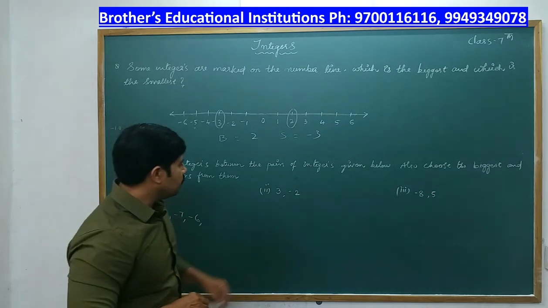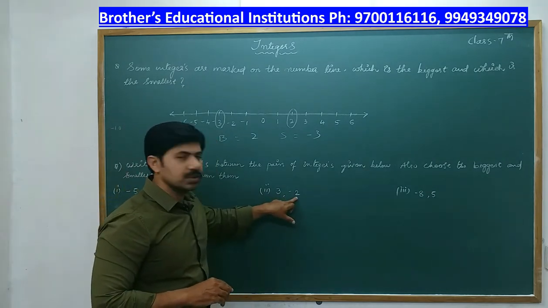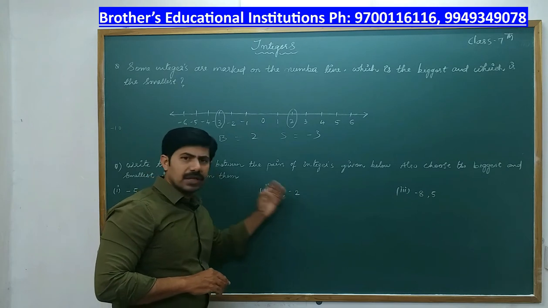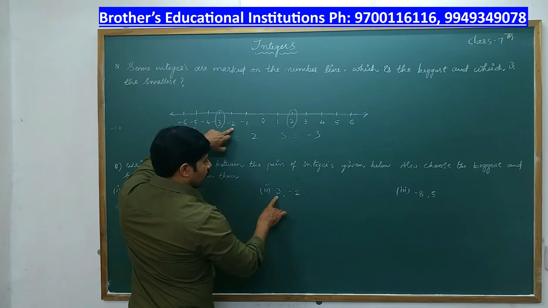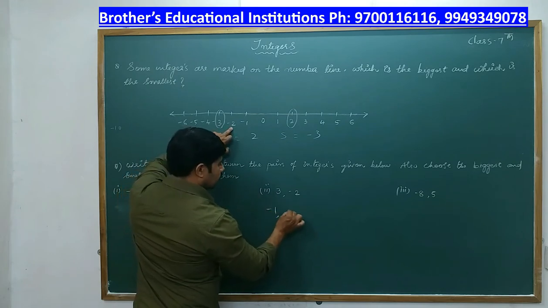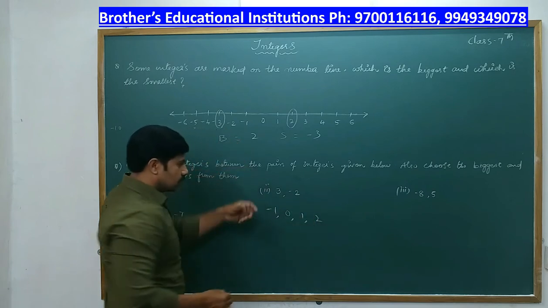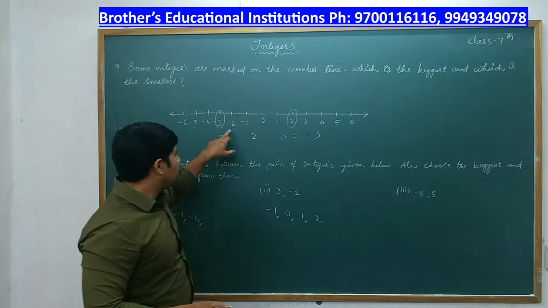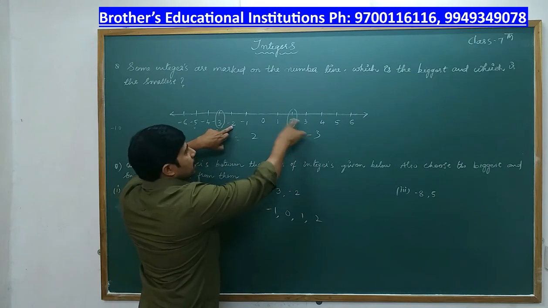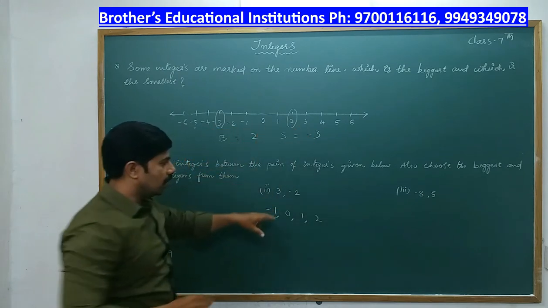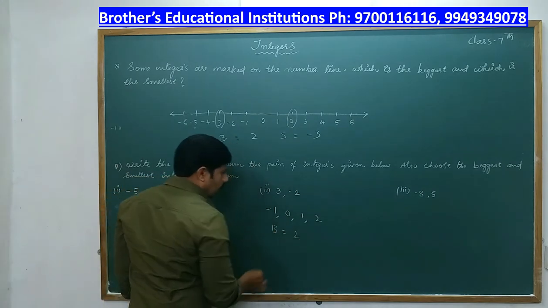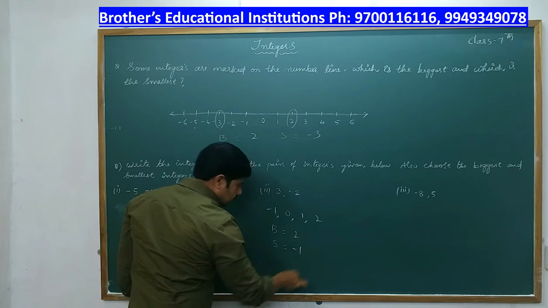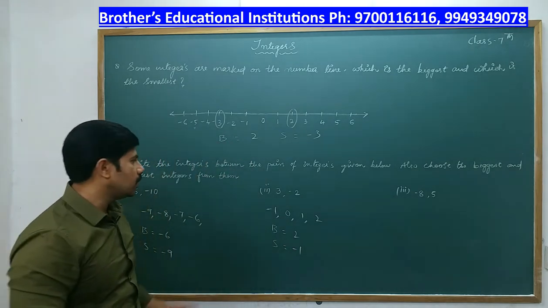Here we have 3, a positive number, and -2, a negative number. Always I'll start from the left side. See, -2 is on the left side. Between -2 and 3 means don't include -2. You write -1, then 0, 1, 2. So these are the integers between -2 and 3: -1, 0, 1, 2. Now what is the biggest integer? The biggest integer here is 2 and the smallest integer is -1, right? So this is over.